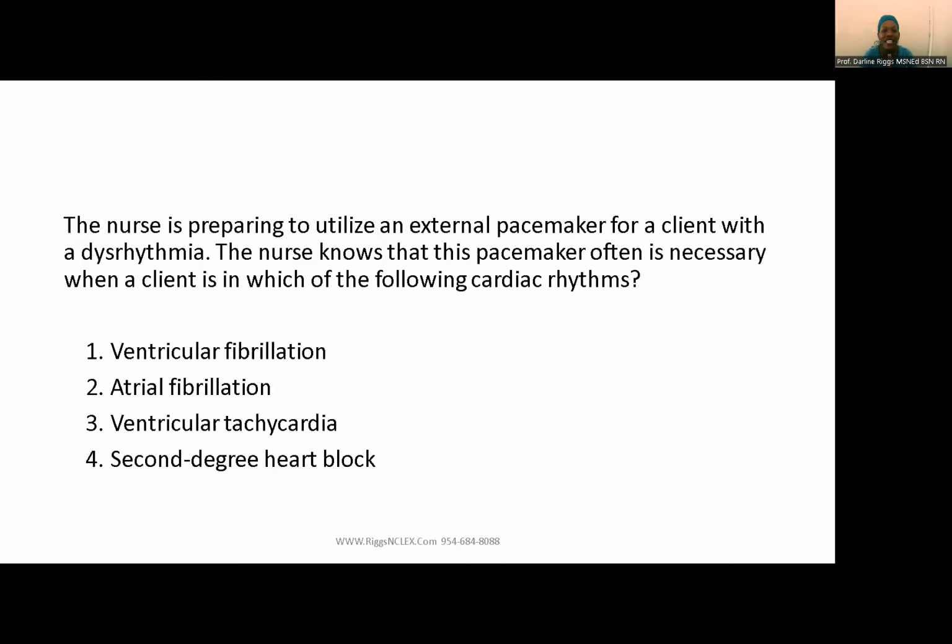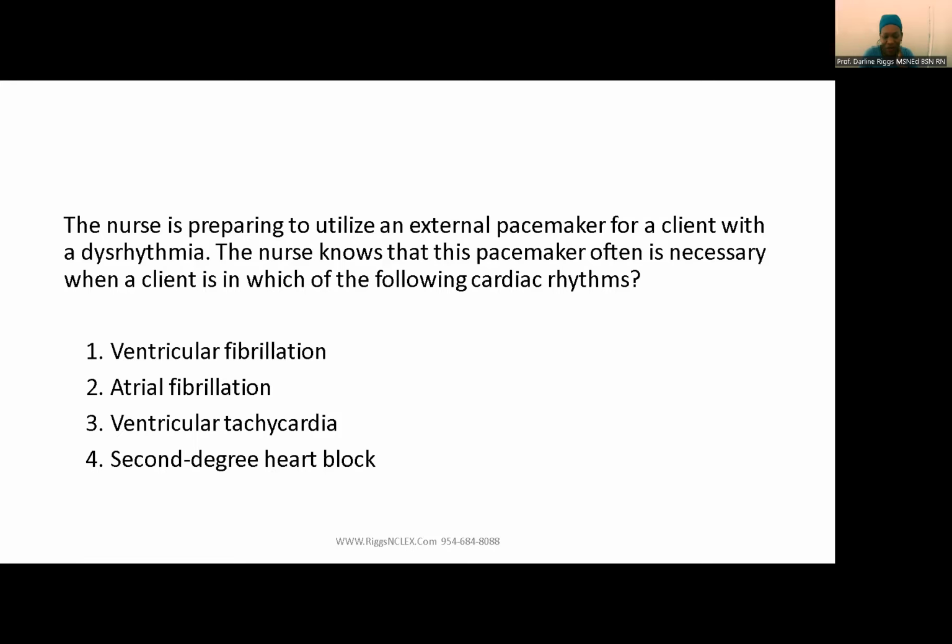The nurse is preparing to utilize an external pacemaker for a client with dysrhythmia. The nurse knows that this pacemaker often is necessary when a client is in which of the following cardiac rhythms? We're going back to cardio part 1. So would we need a pacemaker for ventricular fibrillation, atrial fibrillation, ventricular tachycardia, or a second-degree heart block? Go back to my wonderful madness.